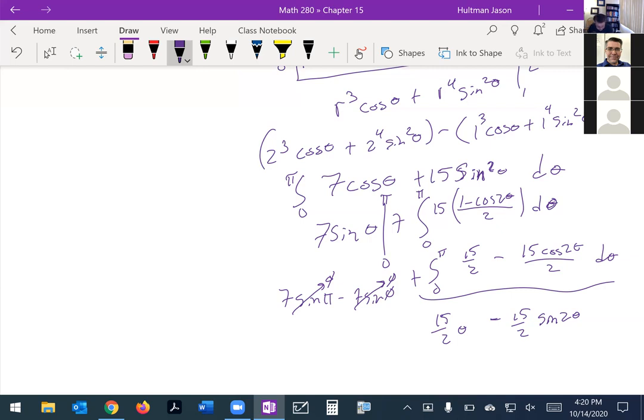Okay, does that make sense? I'd have to divide by 2, which would mean that it would be times 1/2. Okay, on that. And then that's going to be evaluated from 0 to pi.